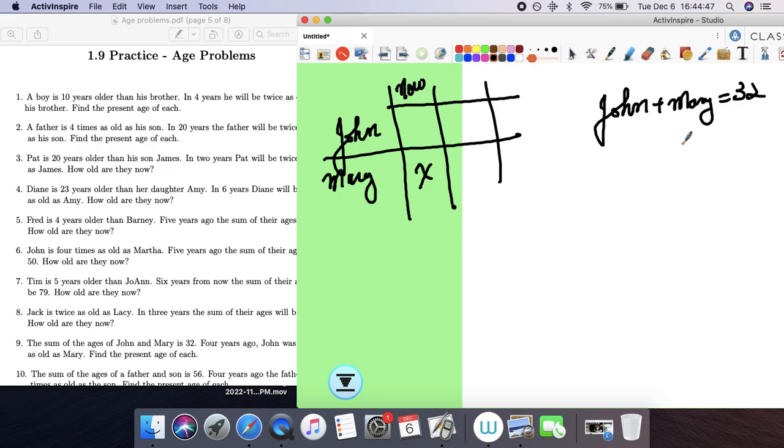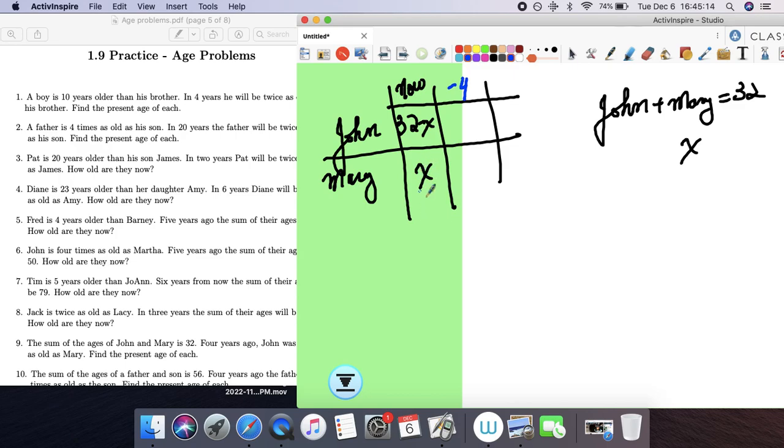So if Mary is X, right, how old is John? Well, if Mary's X, John's going to be 32 minus, take away whatever Mary is. So John's going to be 32 minus X. And it says 4 years ago, so we got to go minus 4 here. Let's adjust. So the problem talks about their ages 4 years ago. So we know what their ages are now, right? Let's figure out how old they were 4 years ago.